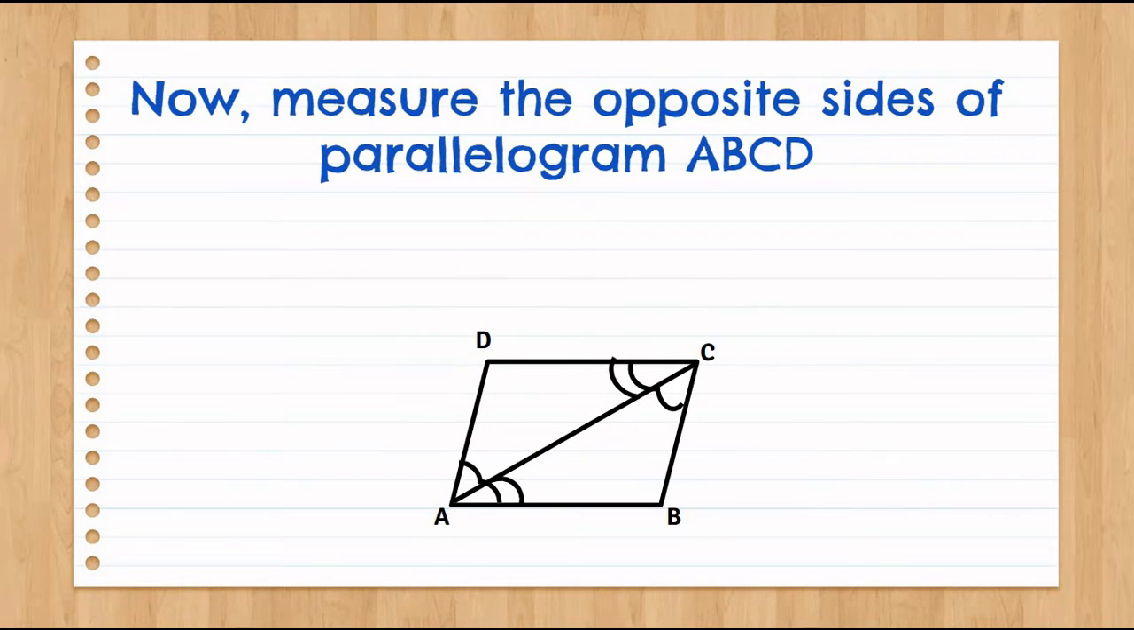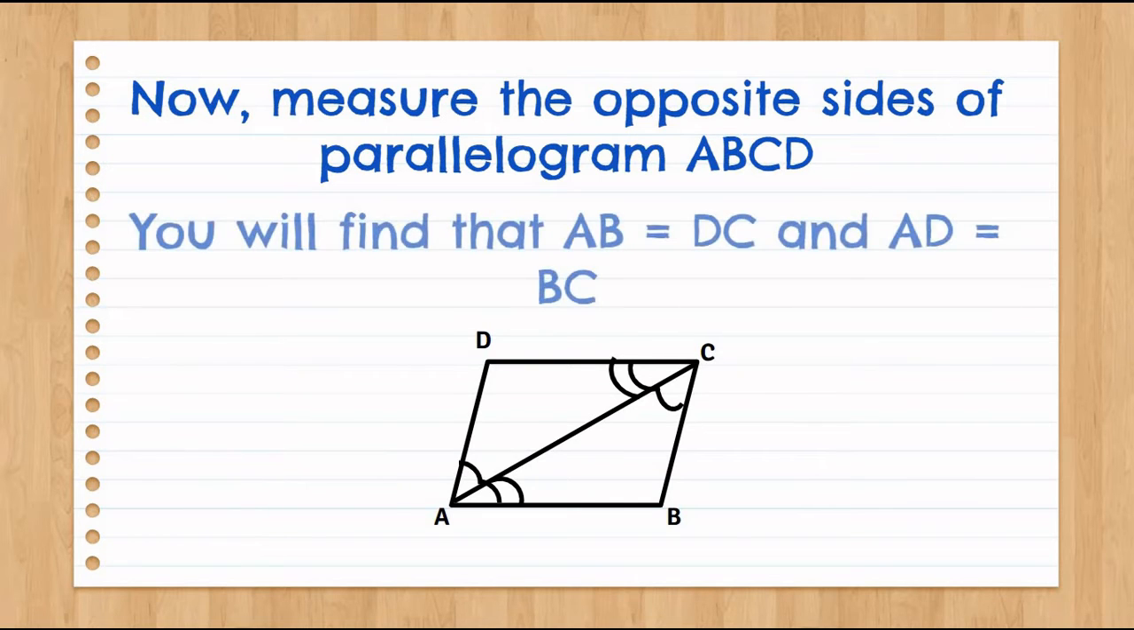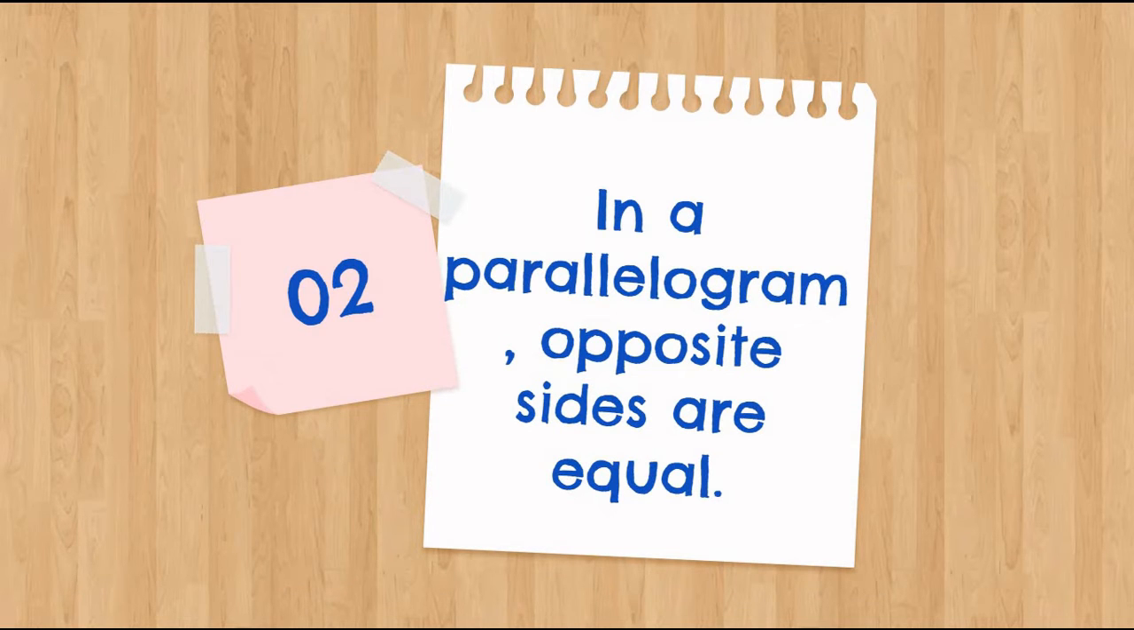So now I would like you to measure the opposite sides of this parallelogram ABCD. So what do you observe from that? You will find that AB is equal to DC and AD is equal to BC. So how are we going to get that? We know that they are equal, but we should prove it in some way. So this statement can be written in the form of a theorem: in a parallelogram, opposite sides are equal. So let's make it theorem 2. What is theorem 2? In a parallelogram, opposite sides are equal.